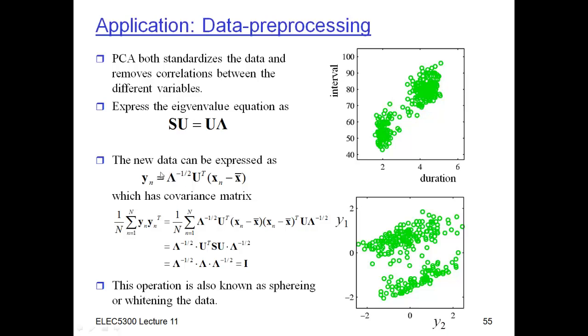Now I can prove that this thing has spread all the data out by looking at the covariance matrix between y, which has 0 mean because I've subtracted the mean here, and itself, right? So that's the covariance matrix between y and itself. I substitute this expression in for y, so I get this up to here.